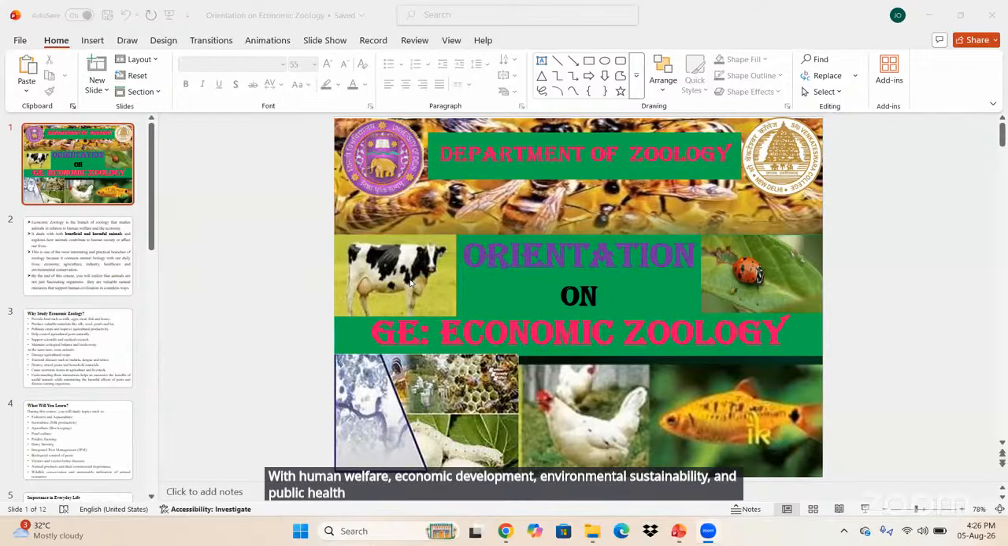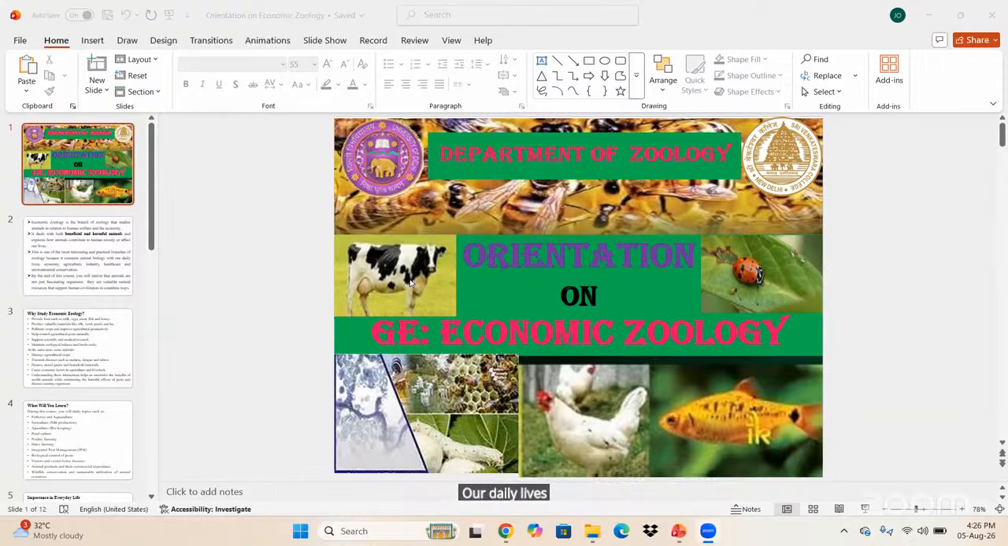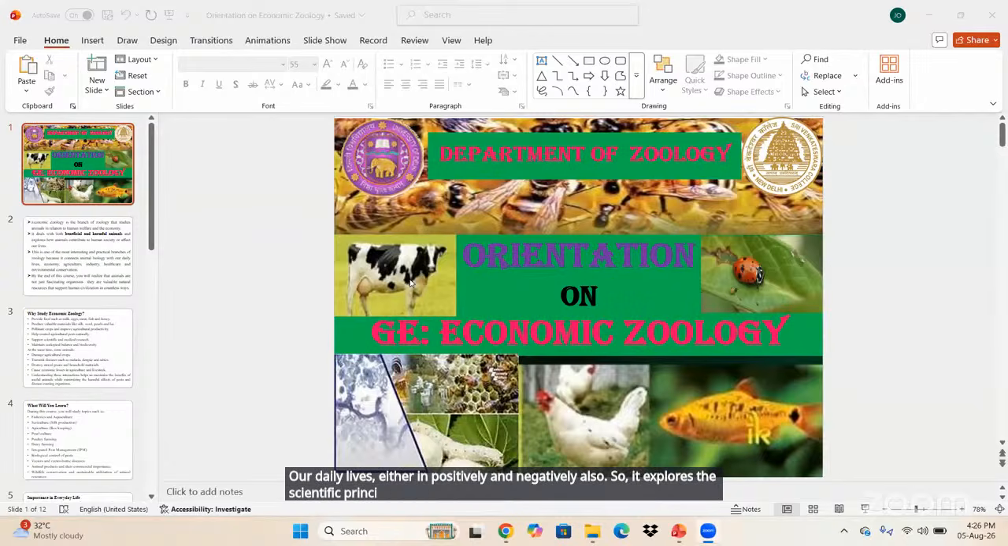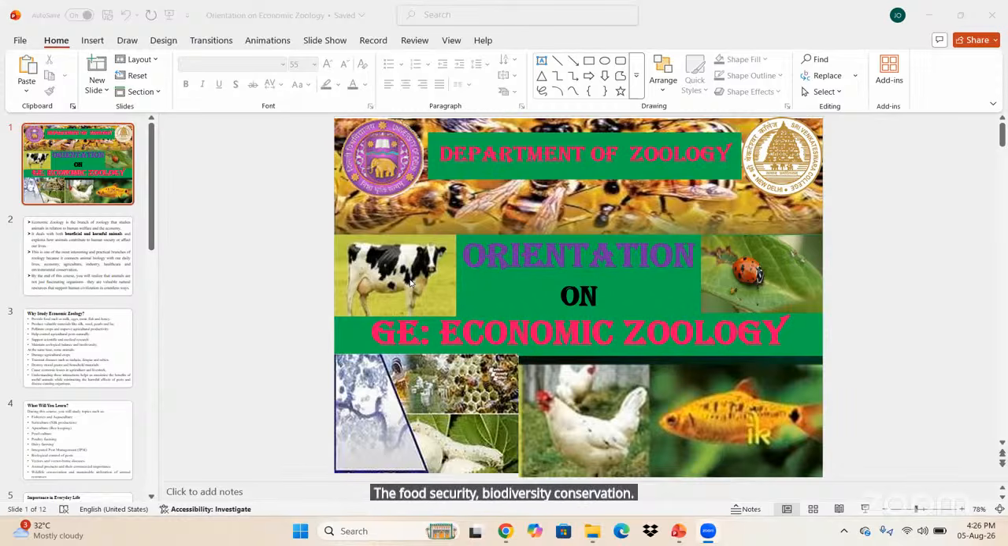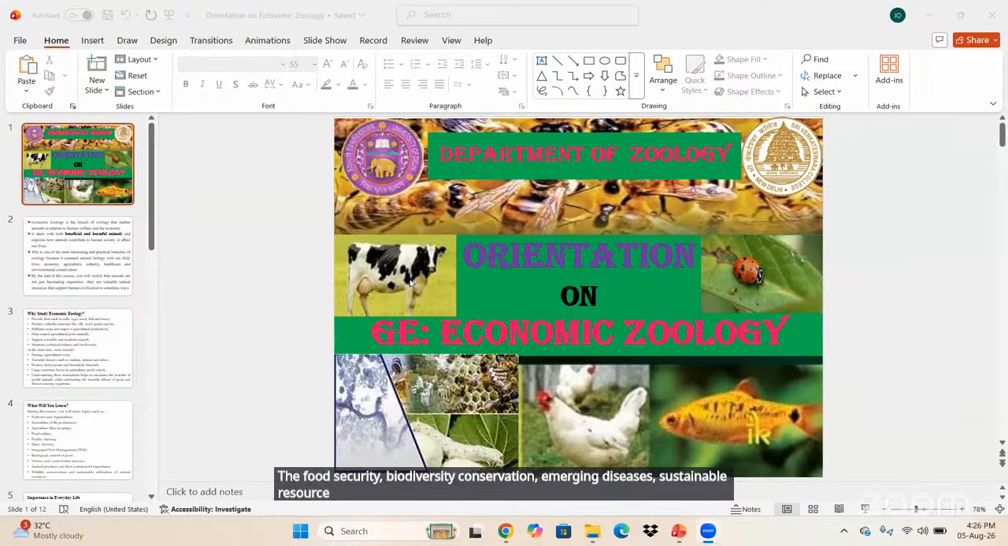In simple way, economic zoology is the study of how animals are related to human wealth, health, and welfare. So, economic zoology emphasizes how animals influence our daily lives, both positively and negatively. It explores the scientific principles behind the utilization, management, conservation, and control of animal resources. Actually, in today's world, food security, biodiversity conservation, emerging diseases, and sustainable resource management are the major global concerns. So economic zoology plays a vital role in addressing these critical challenges.